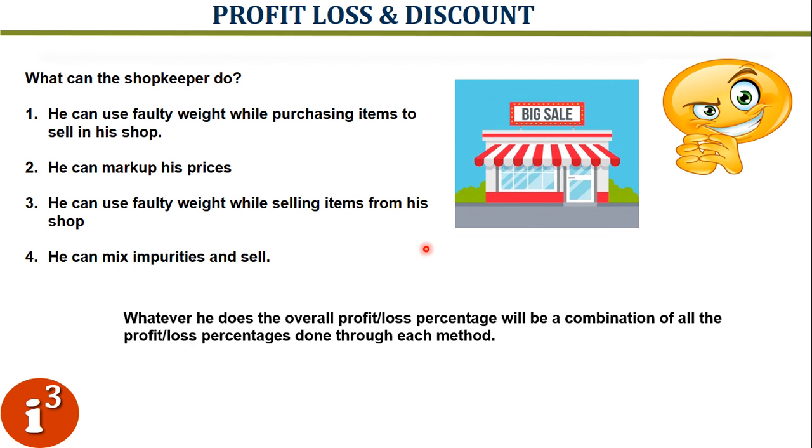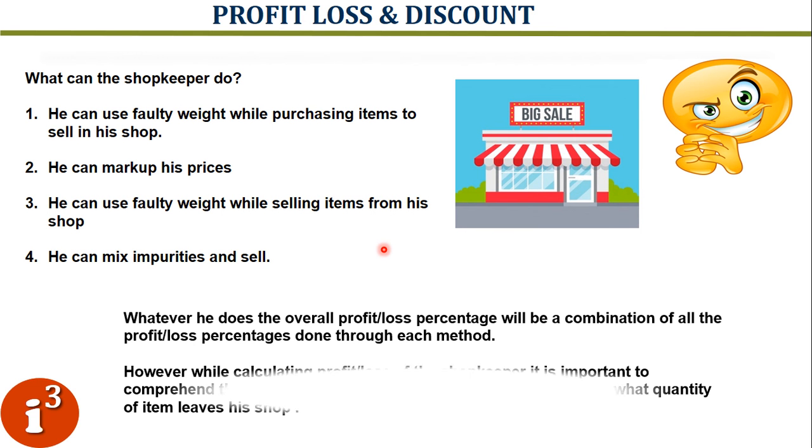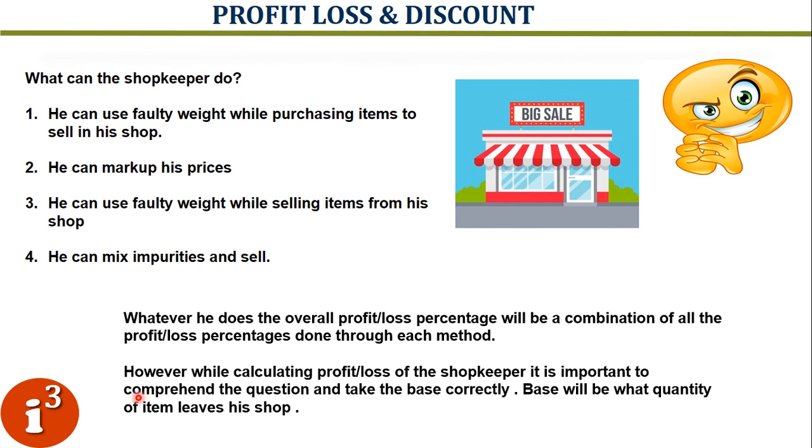In CAT, it will not simply be given that he is using 1000, giving 900 gram for 1000 gram. So that will be a combination of any of these four. Any two can be combined, any three can be combined. You don't have to worry, you just have to keep your concept clear. And overall profit or loss percentage, you have to remember, will be a combination of all the profit or loss percentages.